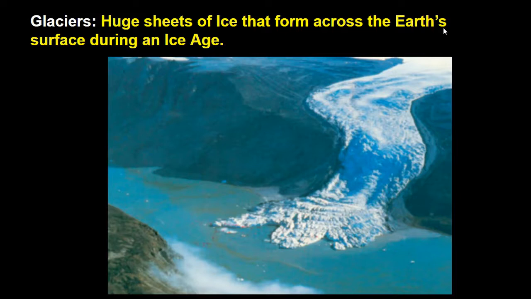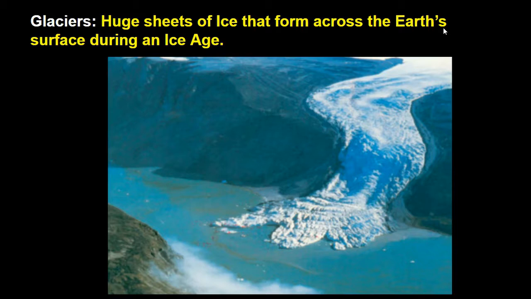Okay, so let's talk about some of the information that you read about. Glaciers, these huge sheets of ice that formed across the Earth's surface, had an enormous impact during the Ice Age. And you're going to be watching a video where I'll discuss some of the weather patterns and how the weather patterns affected the climate and the ocean levels during the last Ice Age. But for now, let's just stick with this idea that it got really cold.